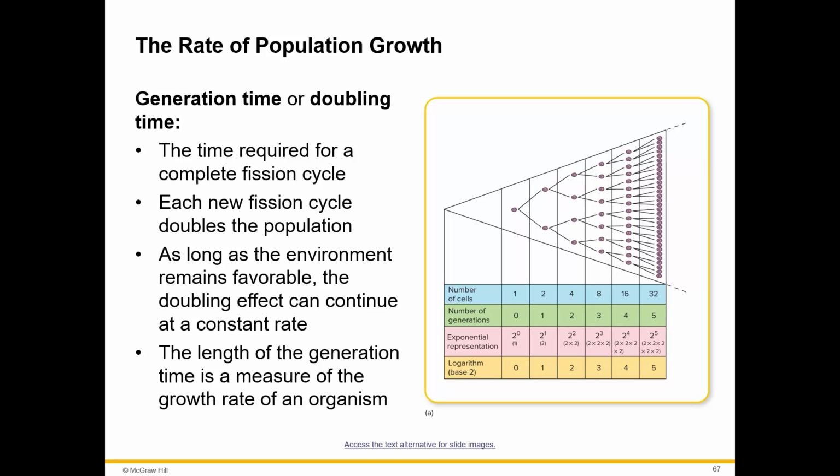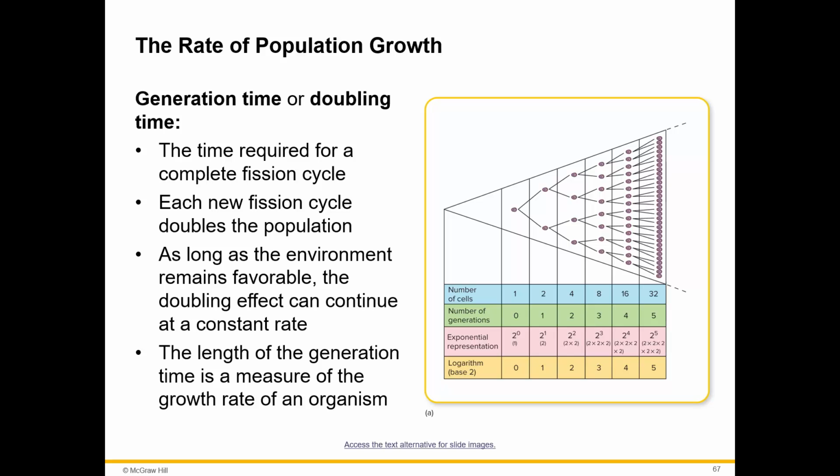The generation time or doubling time is the time required for a complete fission cycle. So binary fission, we call it a fission cycle. So it's the time to double. So the time it takes for one cell to turn into two cells. Each new fission cycle doubles the population. As long as the environment remains favorable, the doubling effect can continue at a constant rate.